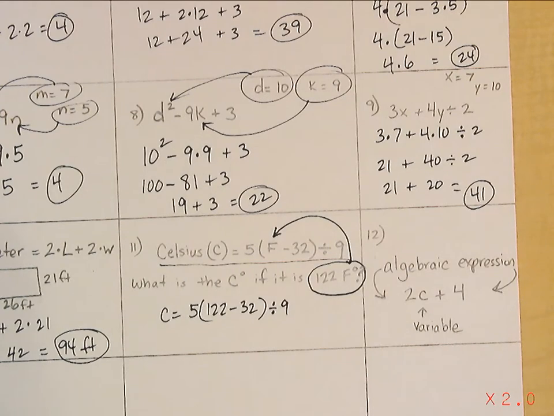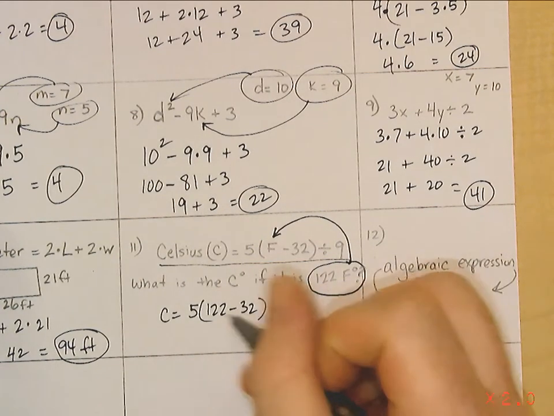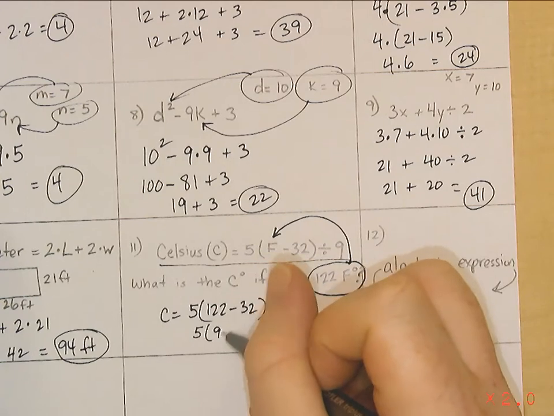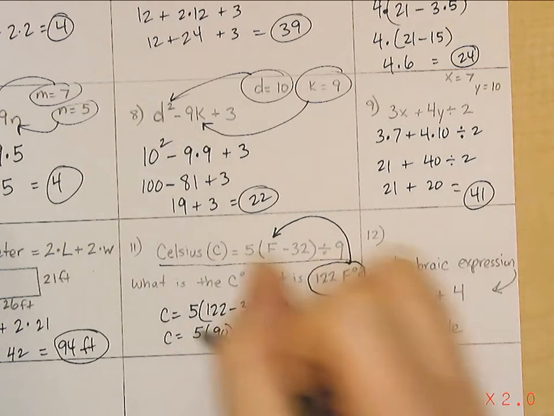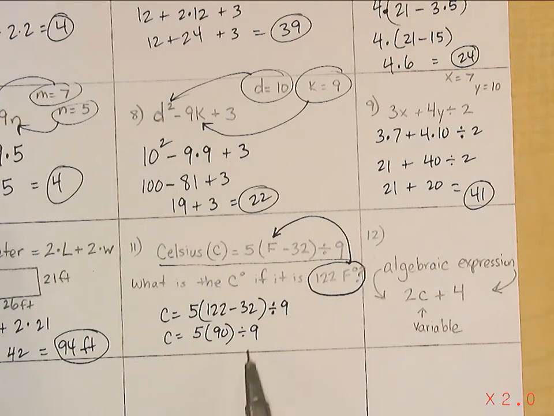Again, using the order of operations, we do parentheses first. So 90, 5 times 90, divide by 9. I left the parentheses there, but basically it just means multiplication. So I can multiply, then divide by 9, or you can go ahead and divide and then multiply by 5. Either way, you get the same answer. If I multiply these two together, I should get 450. 450 divided by 9 is 50 degrees. Or 90 divided by 9 is 10, and then 10 times 5 is 50.